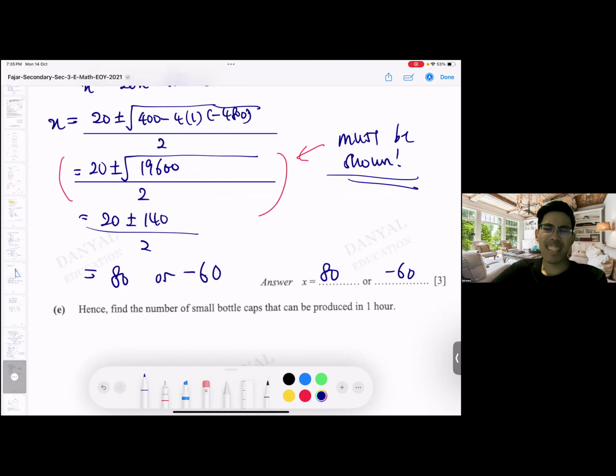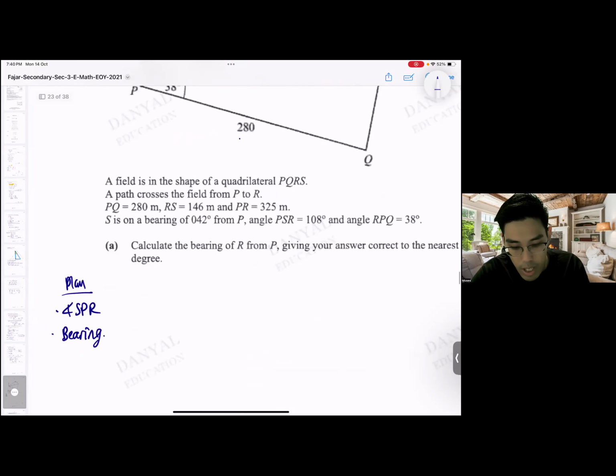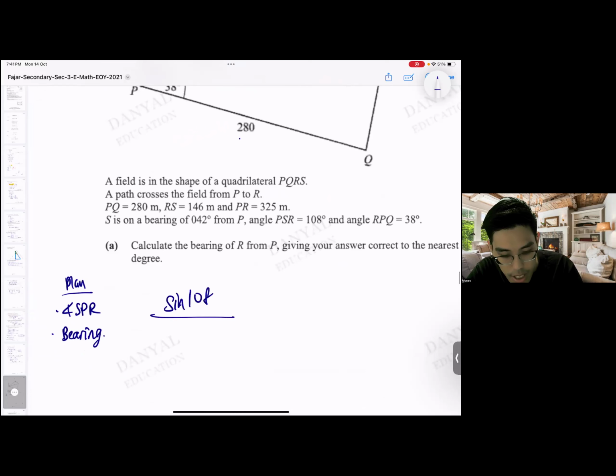Let's focus on SPR. You see the SPR is over here. And from this angle, we can see that we can use the sine rule. Use sine rule to help us find this angle. So let's write down the sine rule and include SPR inside. So from here, sine 108 over 325 equals sine SPR over 146.